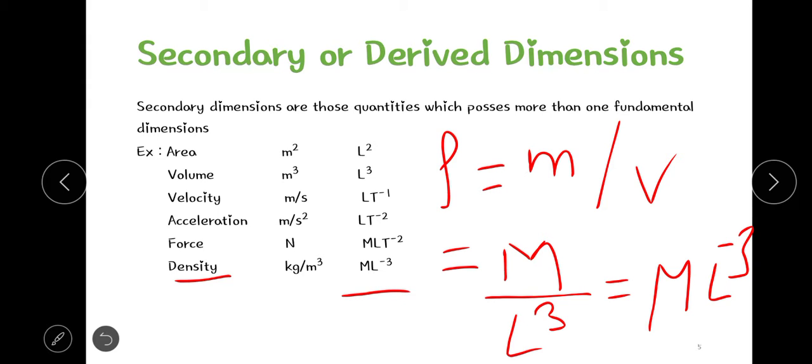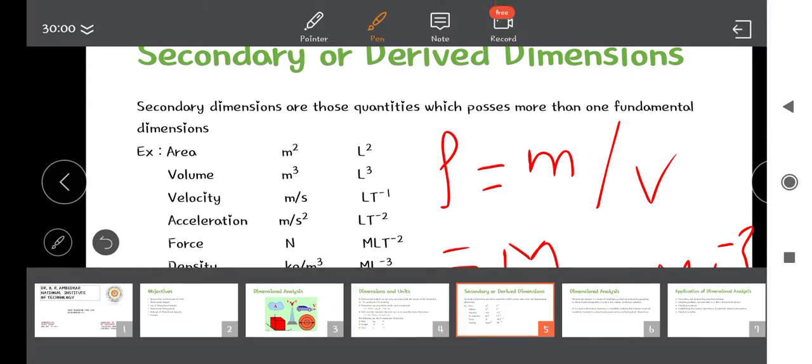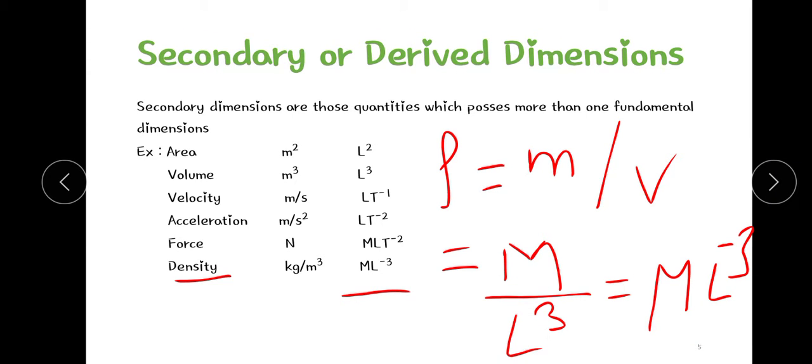So these are the secondary or derived dimensions. When we combine one, two or more fundamental dimensions together, we get secondary or derived dimensions like area, volume, velocity, acceleration, force, density, etc. These are a few names. We can derive a lot of secondary dimensions from fundamental dimensions.